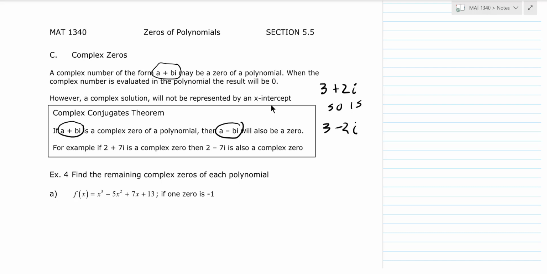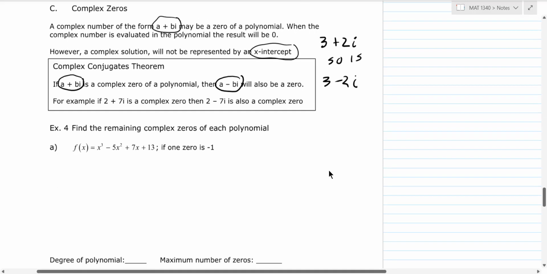The other thing we're going to notice is a complex solution is not going to be an x-intercept. What it's going to do is, a complex number, if it's plugged into the polynomial, will make the polynomial zero. That's why it's still a zero, because it makes the polynomial zero. But it won't be an x-intercept because you have a different system that you graph complex numbers on. You don't graph them on an xy coordinate plane like we've been doing.